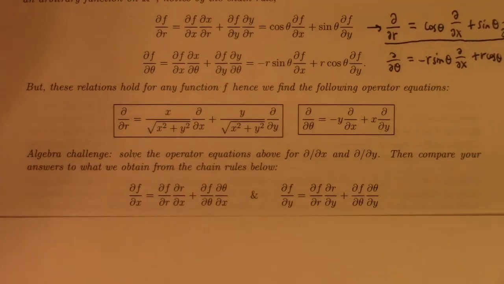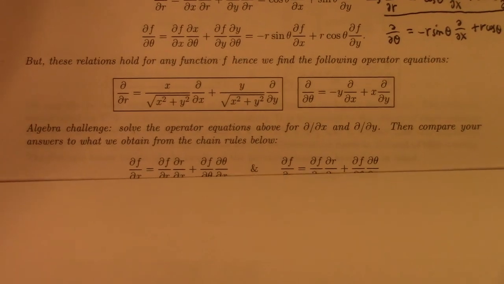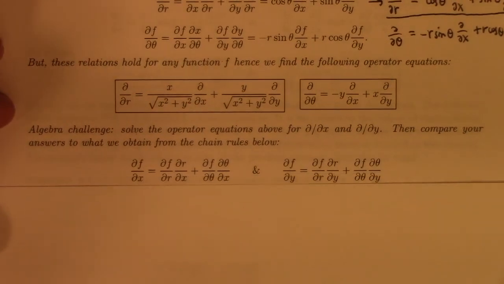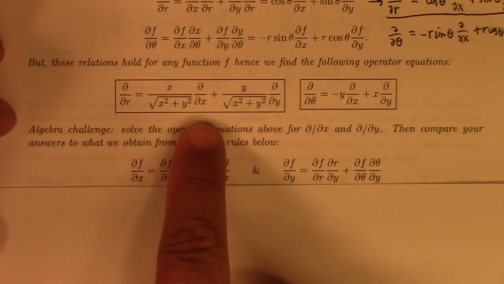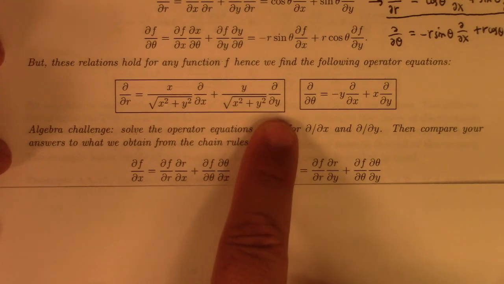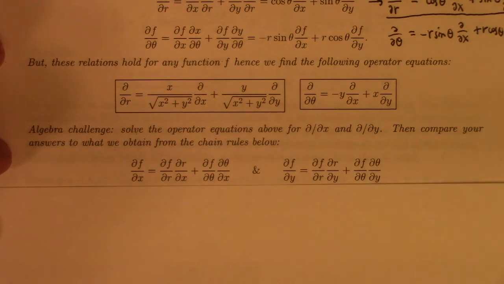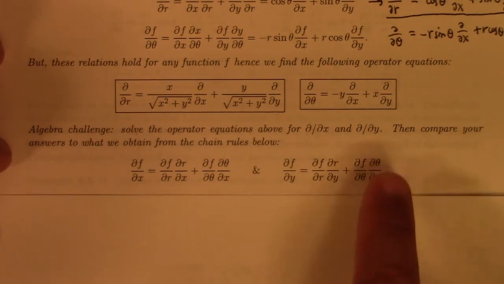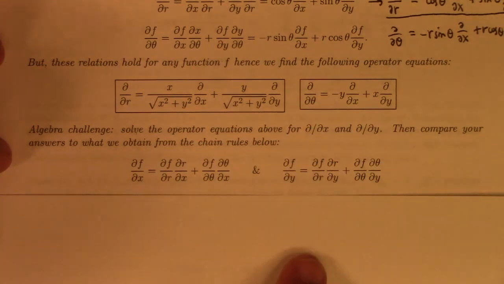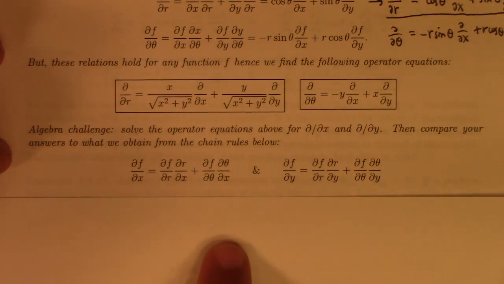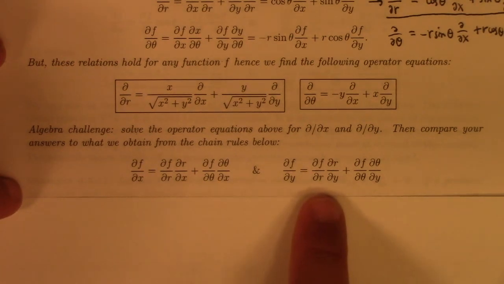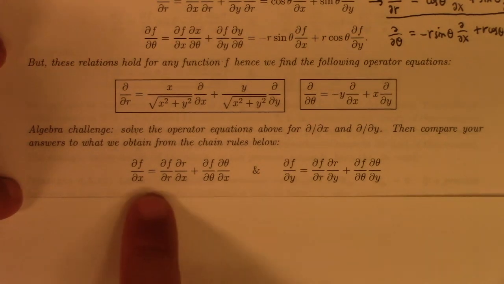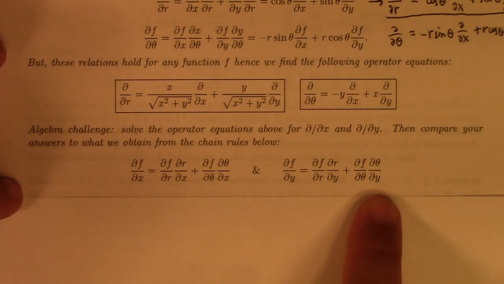Algebra challenge. Solve the operator equations above for partial x, partial y. So yeah, if you look at it, you can think of this as two equations and two unknowns, where the unknowns are partial x and partial y. And if you do that, you can solve this for partial x and partial y just as a matter of pure algebra. And when you do that, you'll get these relations. You'll actually obtain the same formulas that you would get from doing these chain rules.